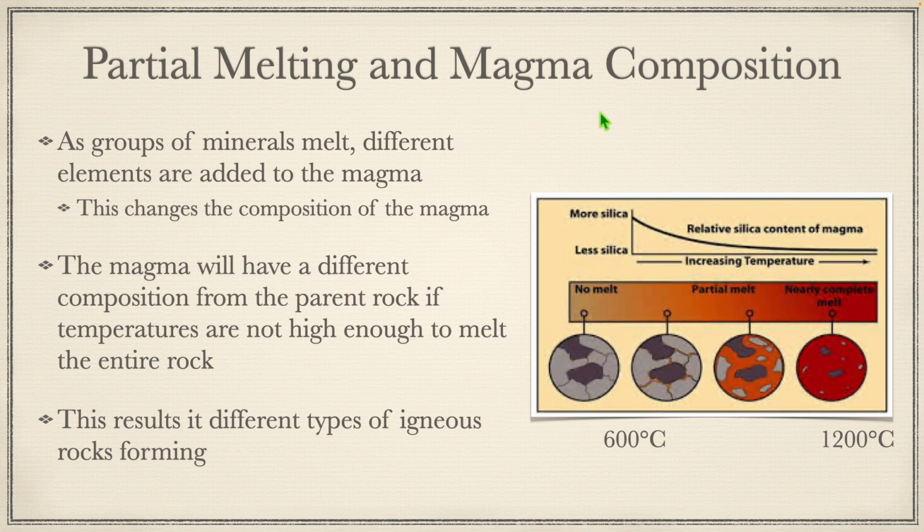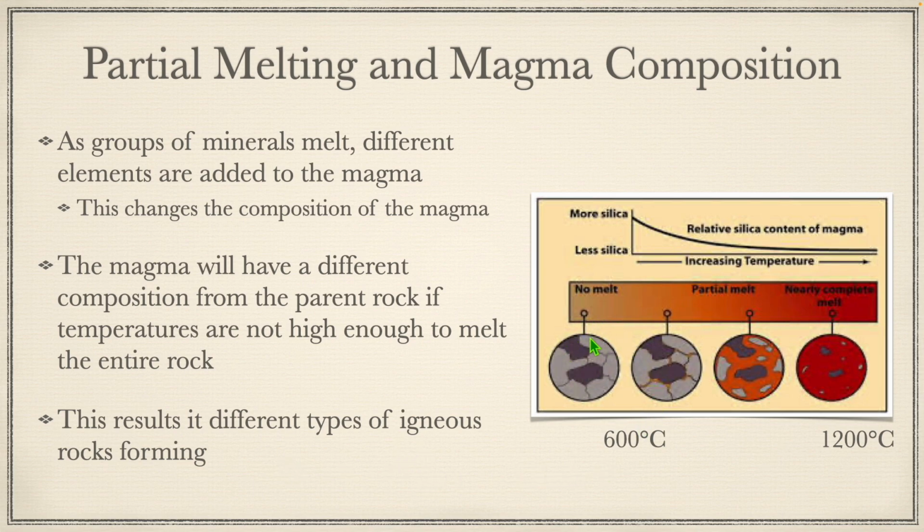And then partial melting and magma composition. As groups of minerals melt, different elements are added to the magma. This changes the composition of the magma because you're adding different elements to it. It also takes out certain crystals that are in the magma. So it may be a slushy mix of certain crystals, and then some of those crystals melt, and the elements that make up those crystals get added to the magma, etc. So the magma will have a different composition from the parent rock if temperatures are not high enough to melt the entire rock. Okay, so if you can't melt the entire rock, then the magma is not going to have the same composition as that parent rock. So this results in different types of igneous rocks forming.